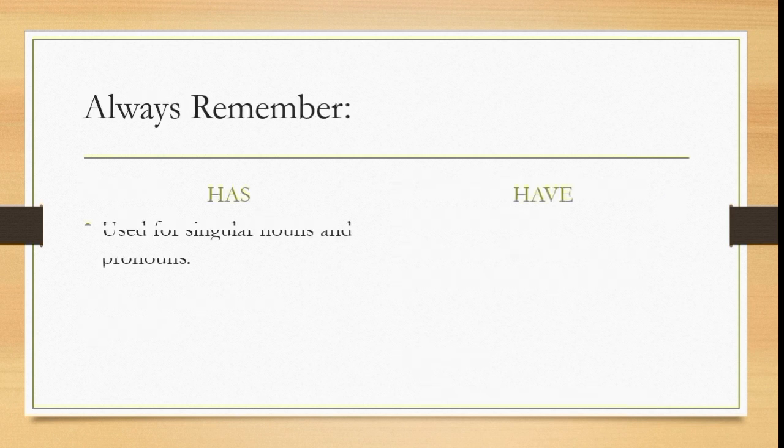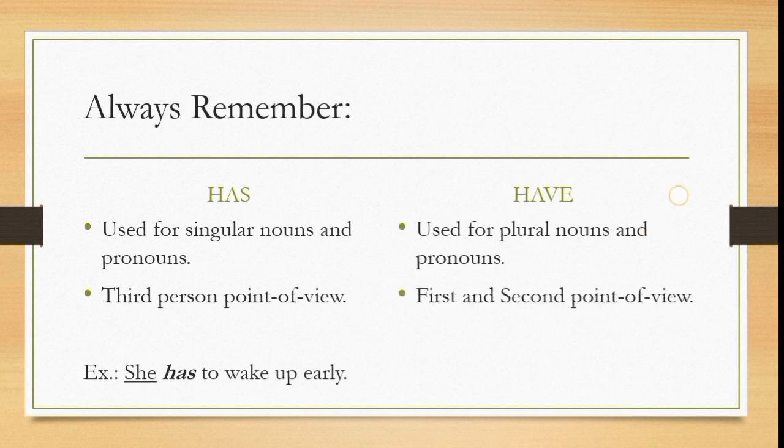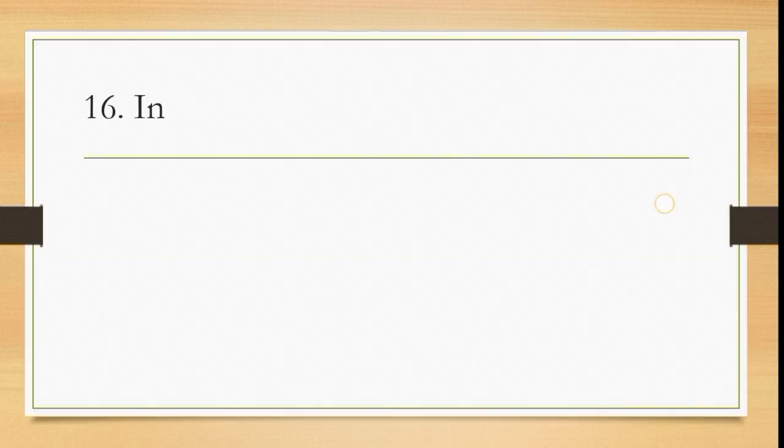Always remember, "has" is used for singular nouns and pronouns. It does have a third person point of view, like she has to wake up early. "Have" is used for plural pronouns and nouns, and it has a first and second person point of view, like I have reviewed my homework. Next is the prepositions in and on. Not a lot of prepositions, but what we're discussing here are the everyday mistakes in constructing sentences.